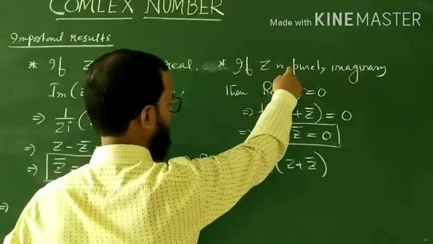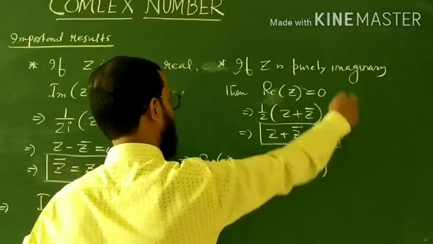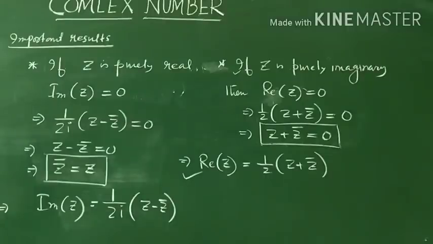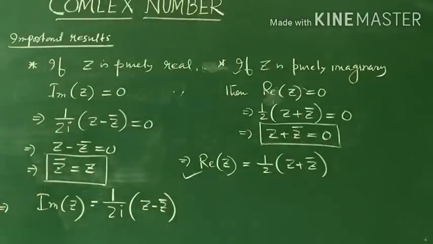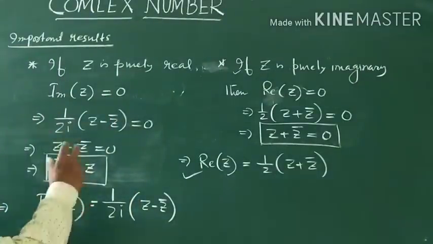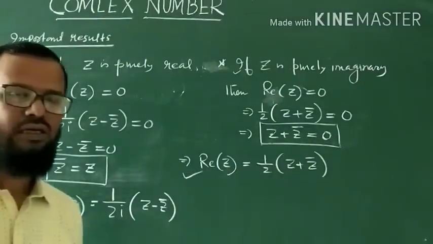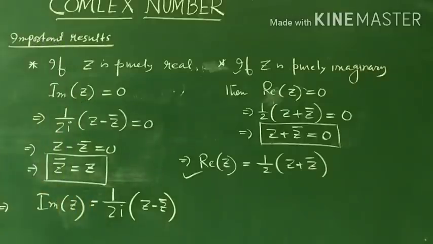Similarly, if this condition is satisfied, then you get the result, and if you get this condition, you can conclude that z is purely imaginary. I hope you understand. These are very important results. So what is imaginary z? What is real z? What are the conditions we have deduced? And this condition will be very useful in solving questions. To make the question easy, we will use this property to solve the problem. Okay?